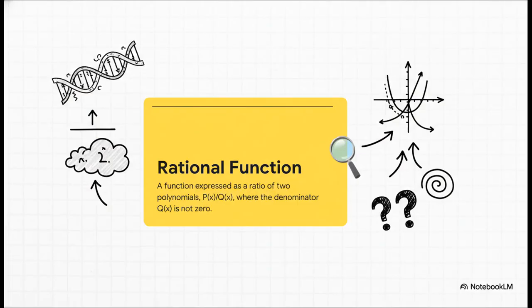And here's the formal textbook definition. A rational function is just a function that's a ratio of two polynomials. That's it. That's the entire DNA of the thing. But as we are about to find out, that simple definition has some pretty huge consequences.